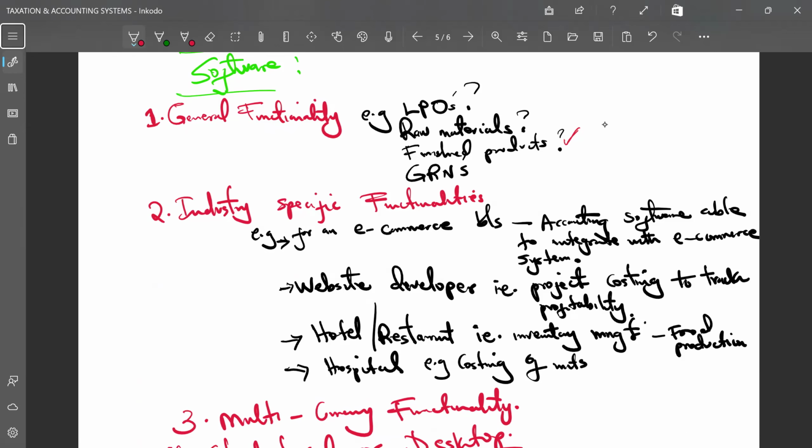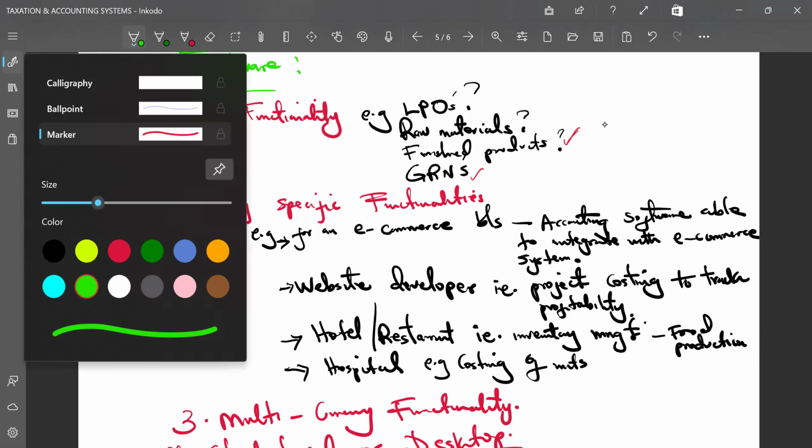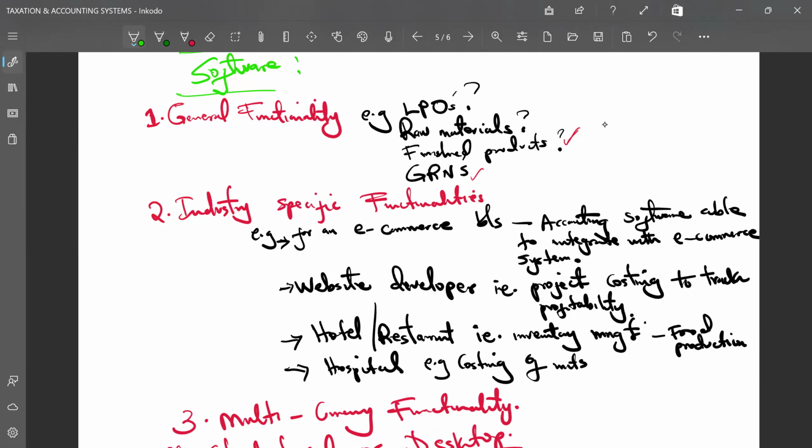Will you at one point have to see the GRNs, the goods received notes? And there is something I mentioned when I mentioned GRN. I didn't write it here, but it comes to mind. I talked about credit notes and debit notes. Credit notes and debit notes.